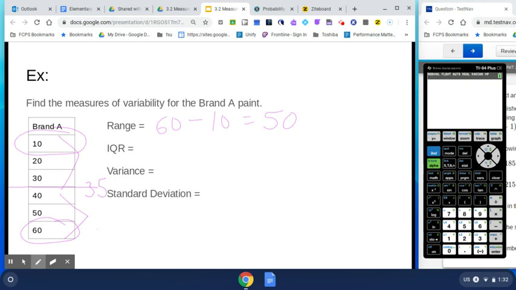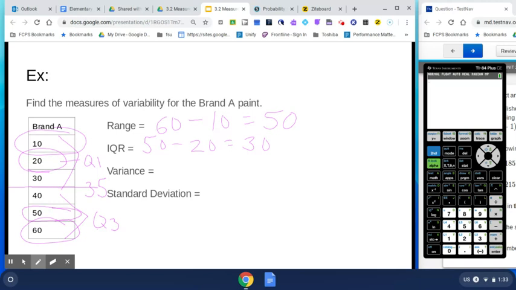So the median of the lower half is 20, so that's the lower quartile, or quartile 1. And the median of the upper half is 50, so that's quartile 3. So in order to find the IQR, we're going to take Q3 and subtract off Q1. This gives me an interquartile range for this data set of 30.